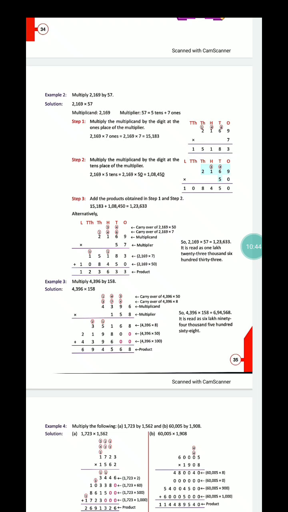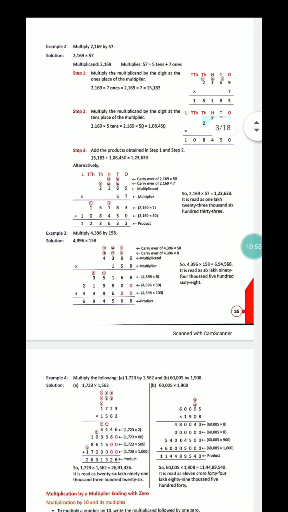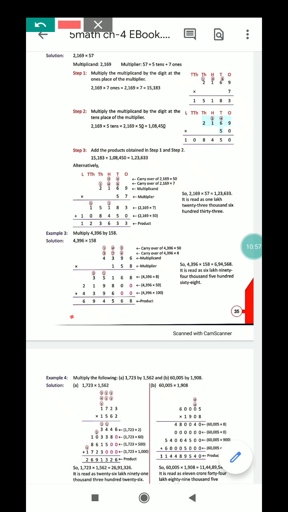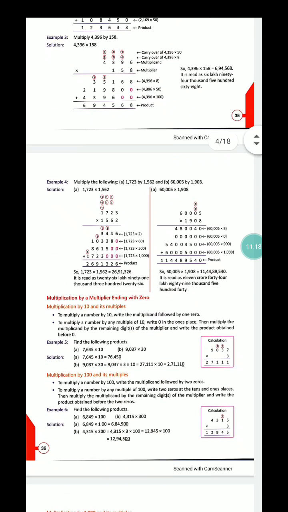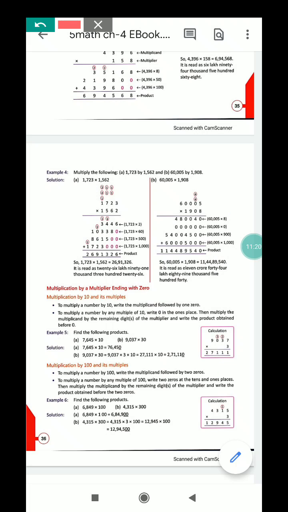Okay, now we'll take another example. Multiply 4,396 by 158. Simply we will multiply this number and we will get the answer like this: 6,94,568. This is the multiplier of 3-digit number. This one is a 2-digit number, this one is a 3-digit number. And here the same thing happens, but the number is a 4-digit number.